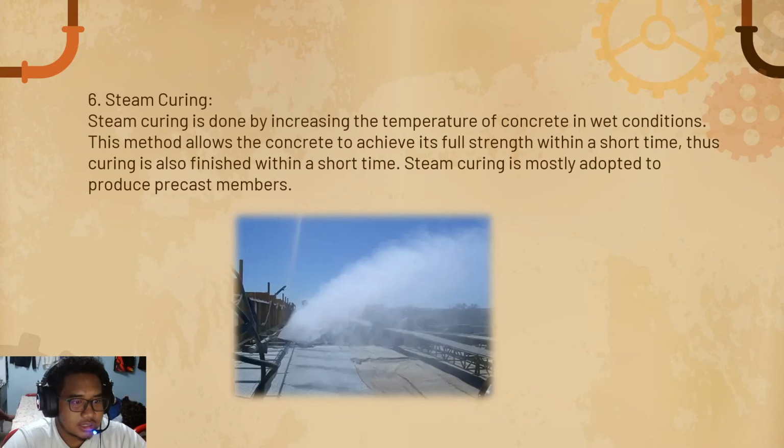For the last method, steam curing. Steam curing is done by increasing the temperature of concrete in wet condition. This method allows the concrete to achieve its full strength within a short time. Thus, curing is also finished within a short time. Steam curing is mostly adopted to produce precast members.